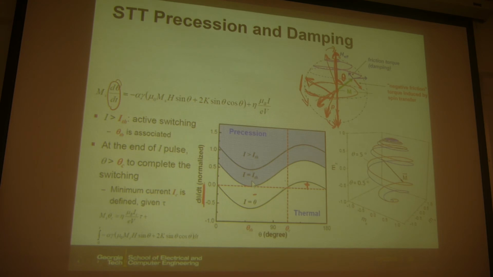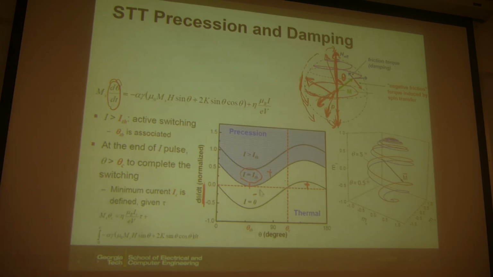So here is the critical current. That means if your current is larger than this critical current, then the d theta over dt is always positive. Always positive, that means you are going to always try to flip, right? Positive means that this angle is going to increase. If you keep the d theta over dt positive, then eventually it will flip. So this is the critical current you need to apply.